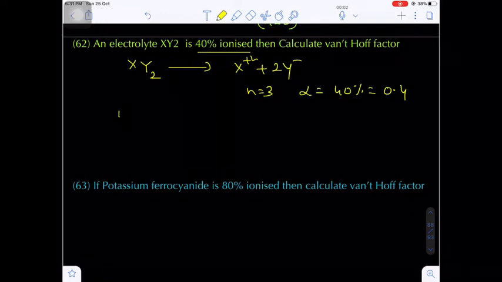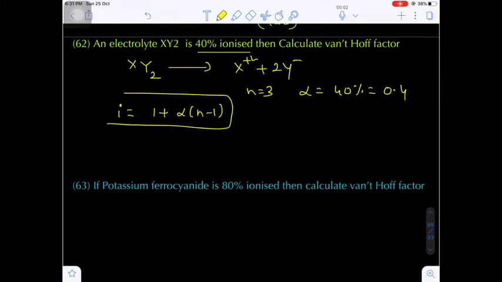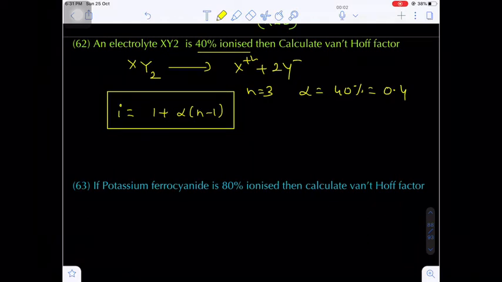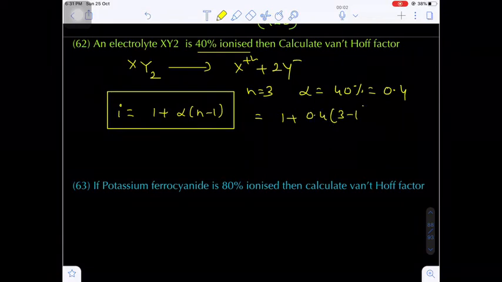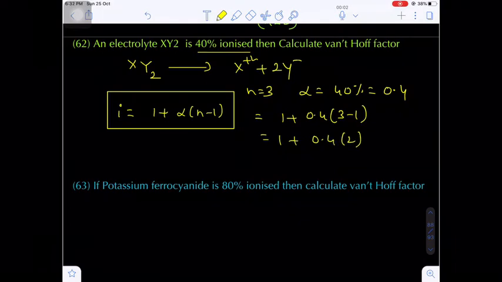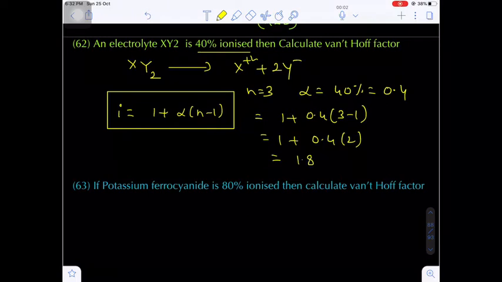From here, do you know what is the Van 't Hoff factor iota? Iota is equal to 1 plus alpha into n minus 1. Remember, this formula is very, very, very important. What is the iota formula? 1 plus alpha into n minus 1, where n is the total number of ions produced. 1 plus alpha value 0.4 into total number of ions 3 minus 1. Okay. 1 plus 0.4 into 2. So 1 plus 0.8, that will be 1.8. Are you getting my point?